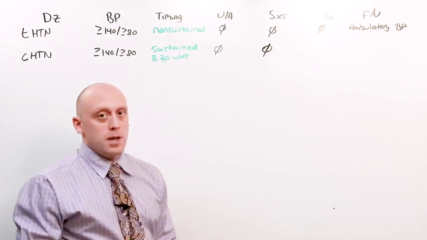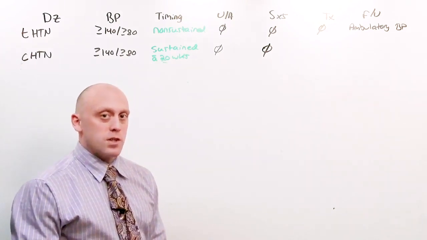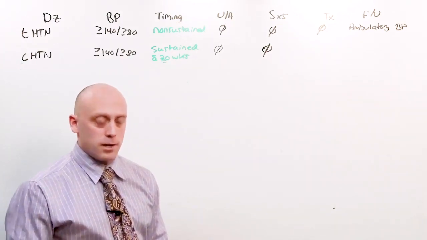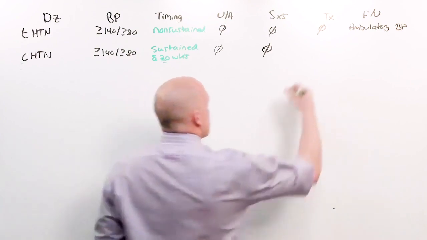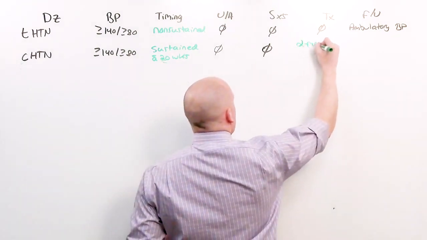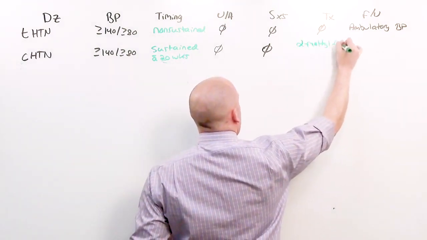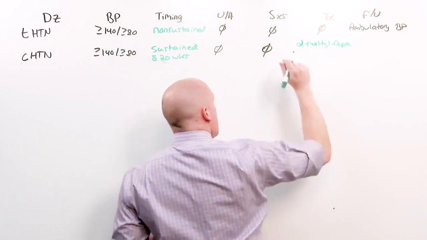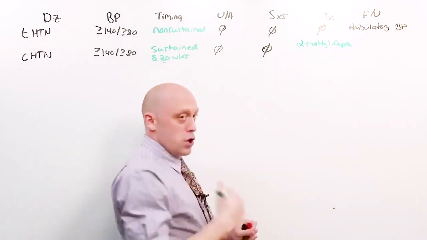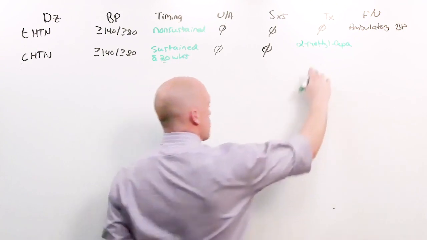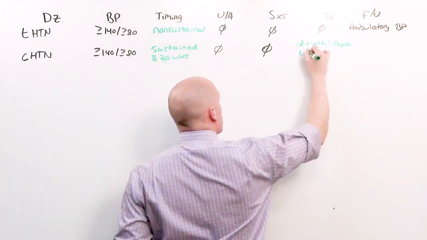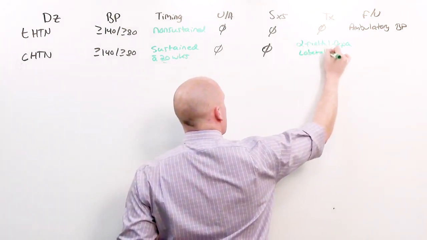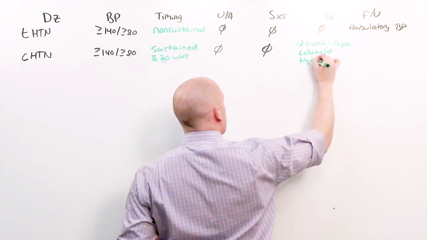But you will have to treat her. And remember, a lot of medications that treat hypertension are teratogenic. The right answer, if you see it, is alpha-methyldopa. The other medications you can use, which are not wrong, but alpha-methyldopa is more correct, would be labetalol and hydralazine.